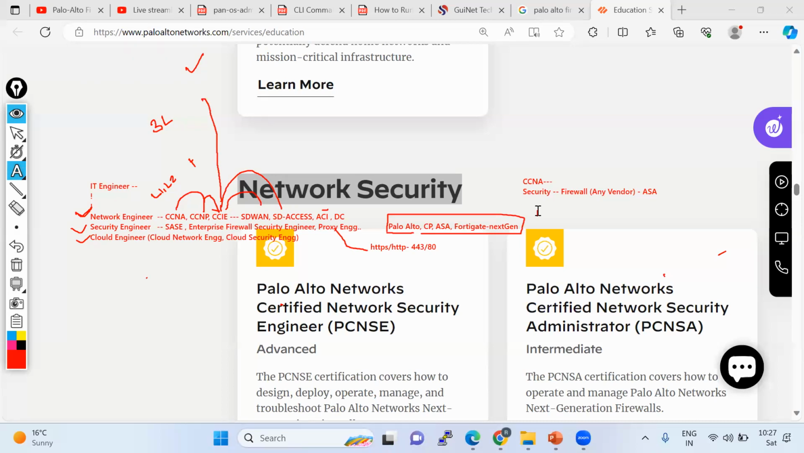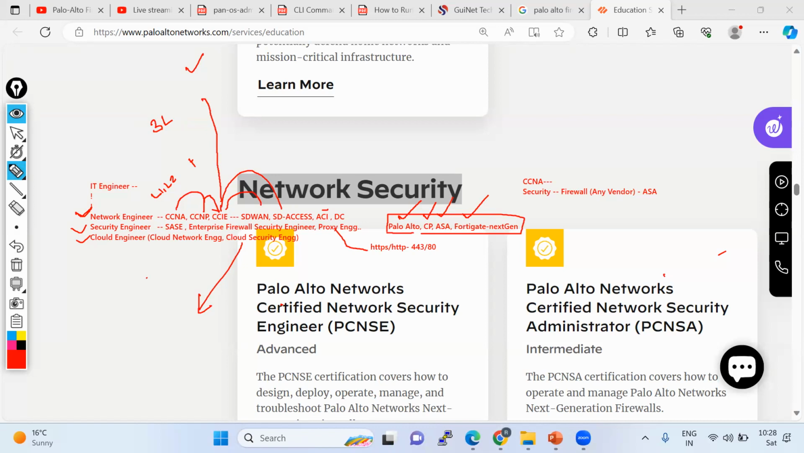But if I talk about cloud security, it is not something where you bring new security into the cloud. No, the security you learn in Palo Alto, in the Checkpoint firewall, in the ASA, and in the Fortinet firewall, the same concept is going to be leveraged and used in cloud security. So this is the cloud security.